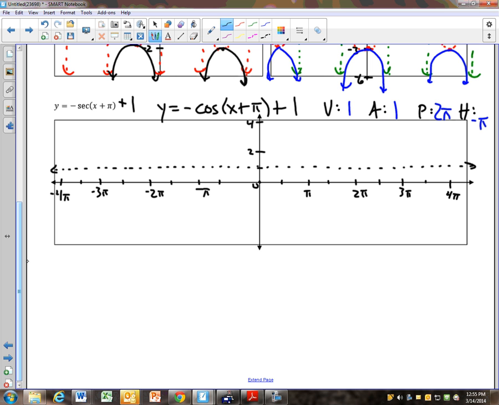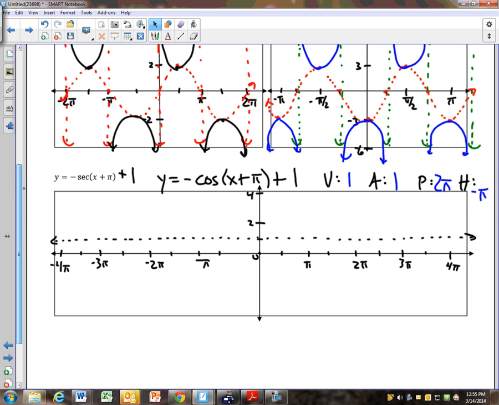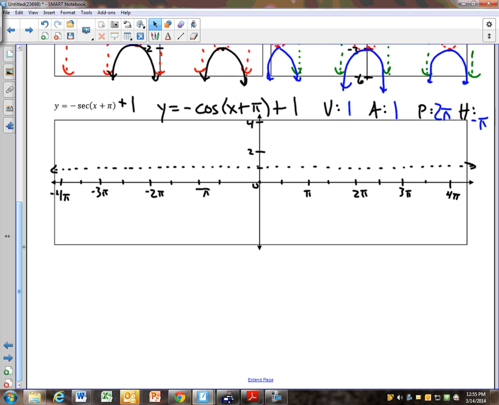Now, I haven't done the horizontal shift yet, right? Before I did the horizontal shift, we drew a rough sketch, right? So I'm actually going to have 2 rough sketches. I got a rough sketch before I do my horizontal shift, and then I'll have that normal red graph. So I'll draw my rough sketch right now in green. This is cosine, it's negative, so where's it going to start? 0.